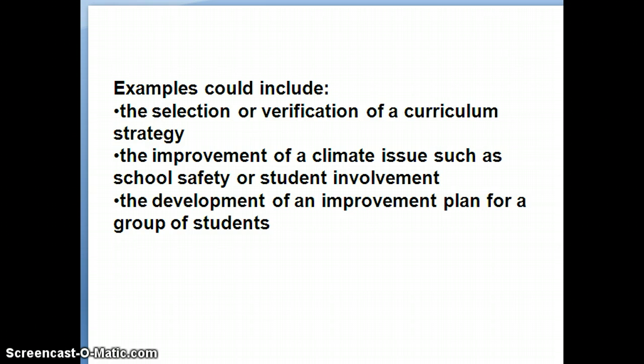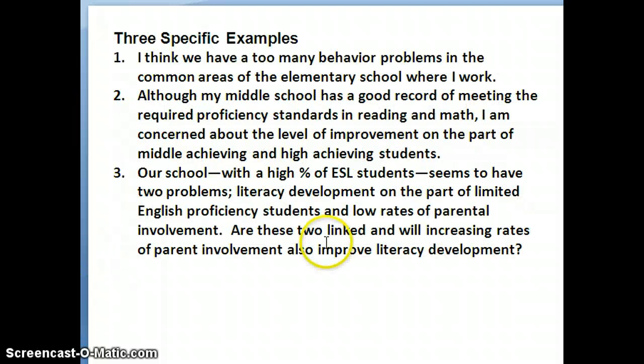Okay, and this is the prompt that was provided in the copy of the assignment that you already probably have seen. Basically, you can select something that has to do with a curriculum issue. It could be a school climate issue, or it could be the development of an improvement plan for an identified group of students. So that would get you started.